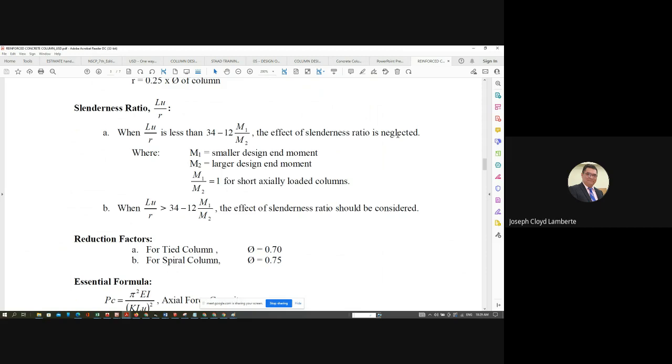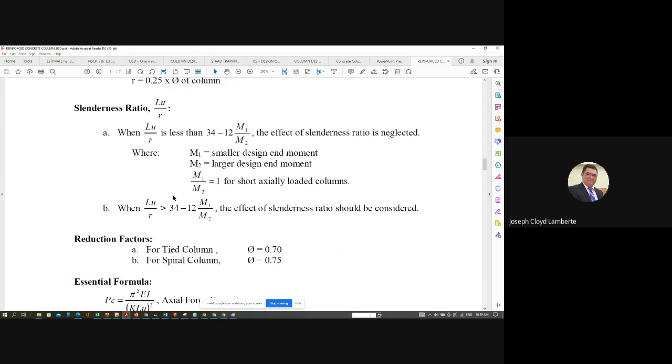So, i-neglect lang daw na siya. So, for short, actually loaded column, ang M1 over M2 is considered to be equal to 1. So, meaning they are considered to be the same or almost the same. When we say considered to be equal to 1, meaning ato lang since gineglect mo siya, so ato lang gi-assume nga pwede na sila parehara.